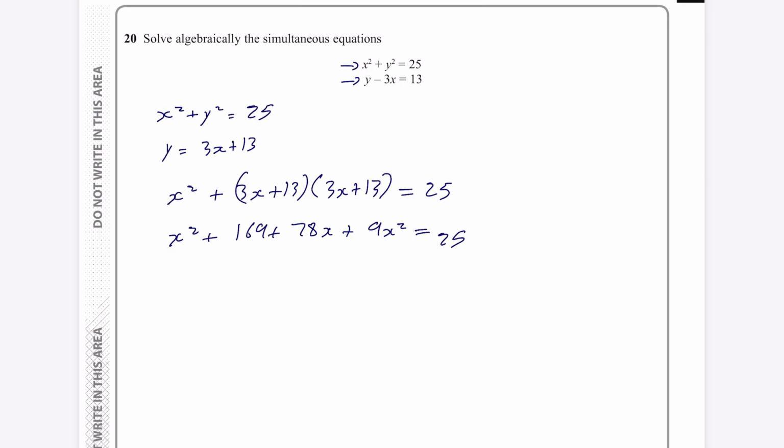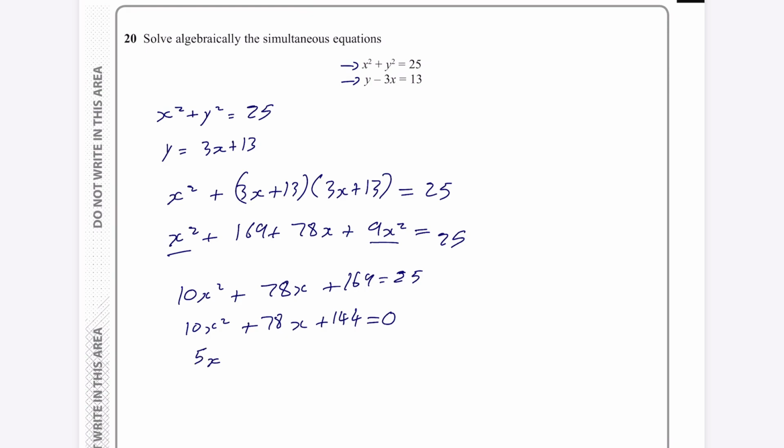So now you can collect the like terms, so that and that can be collected, so that's 10x squared plus 78x plus 169 is equal to 25. Now we can take away 25 from each side, so that becomes 10x squared plus 78x plus 144 is equal to 0. And now we just need to solve this equation. It looks like quite a difficult one, and because all the numbers are even, we can divide each side by 2, so 5x squared plus 39x plus 72 is equal to 0.